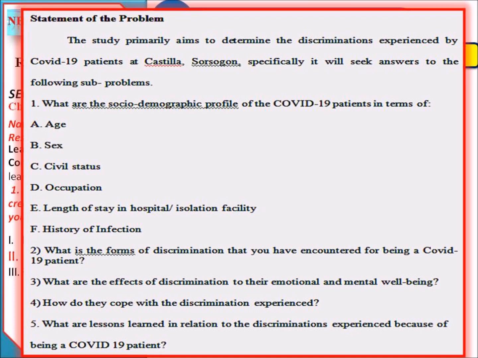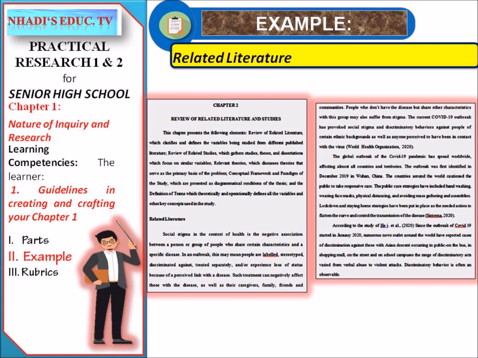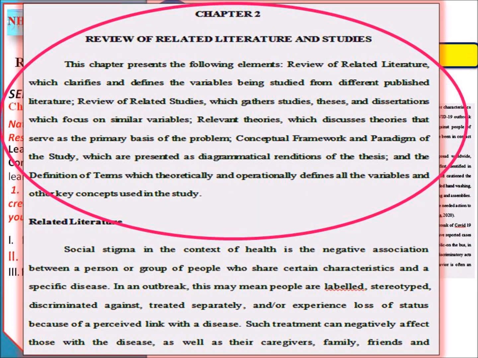This now is the process and the measure. Number 5, what are the lessons learned in relation to the discrimination experience because of being a COVID-19 patient? Let us now analyze the related literature of this study. What you see here is an excerpt from the aforementioned study of the Ludanco brothers. What you see here is the review of related literature and studies.